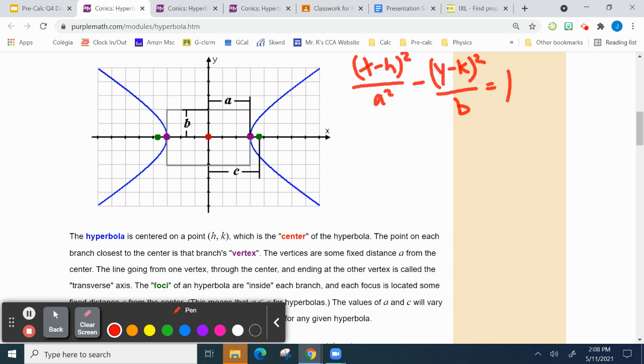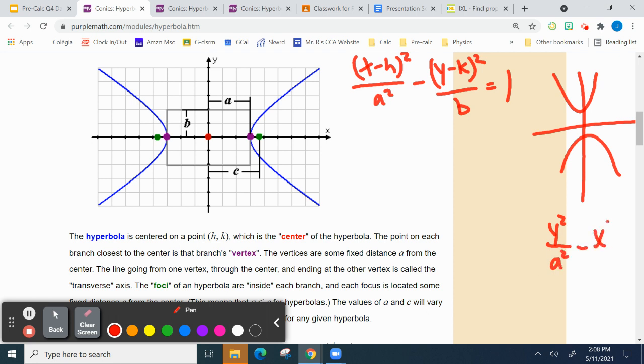So that is for the hyperbola that is showing. And you can draw them in any orientation you want, but we're only doing vertical and horizontal hyperbolas. So if it's going to be up and down instead of left and right, then it's going to be the y squared term over a squared minus the x squared term over b squared, like that, right?